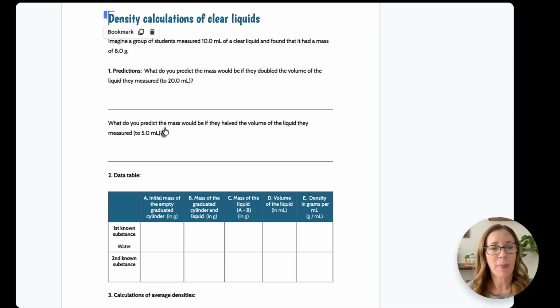It doubles. And what if we half it and we put it to 5? How much would the mass be? And hopefully they say, well, it would be in half, it would be 4. So what we're trying to show here is that the mass and the volume are predictable, that they're related to each other. And if we change the volume to half, the mass is also going to be cut in half. So we're looking at these as measurable quantities that are predictable.